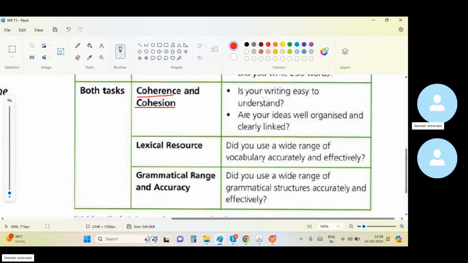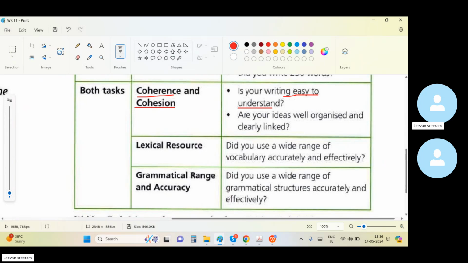So is your writing easy to understand? Easy to understand doesn't mean you have to use basic vocabulary and basic sentence structures. Okay, so it means even if you write complex sentence structures in your response, that must be grammatically correct and relevant, which can make the examiner understand your stuff easily.